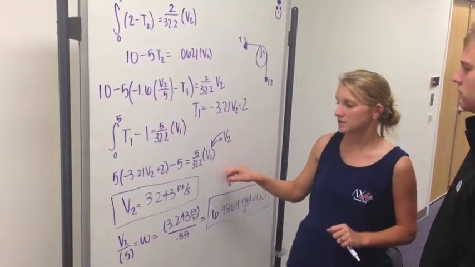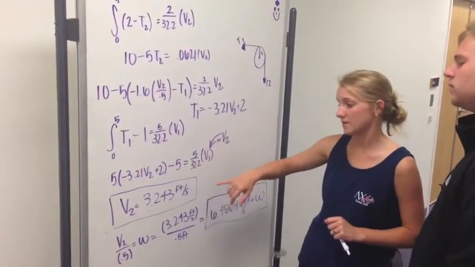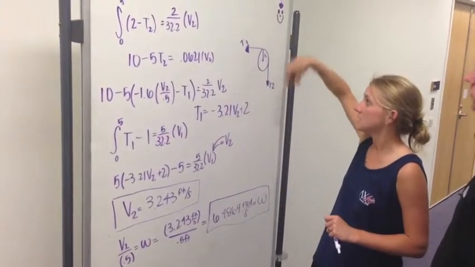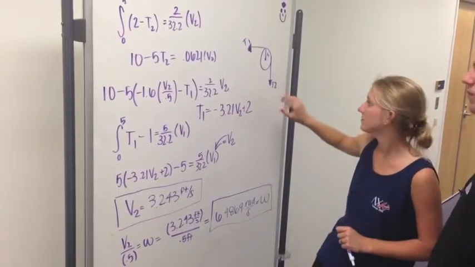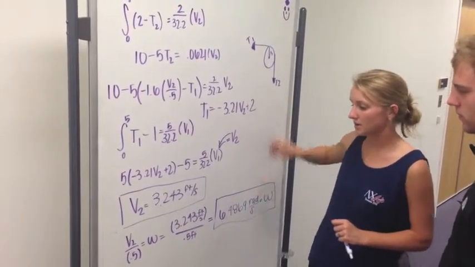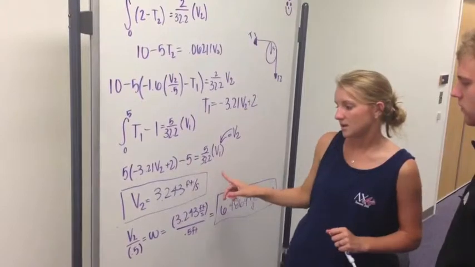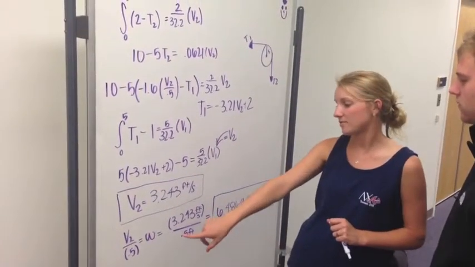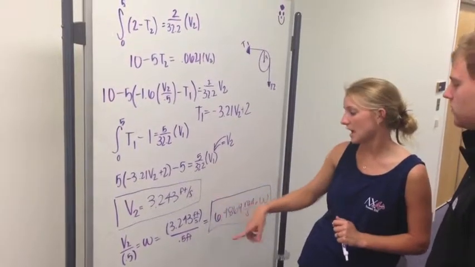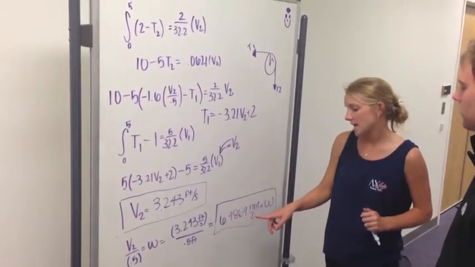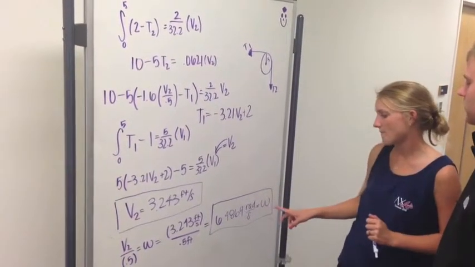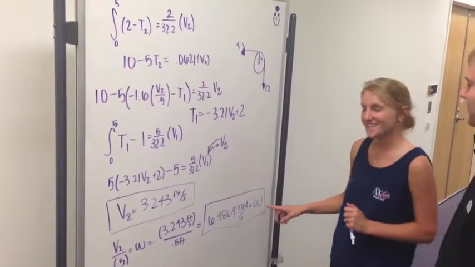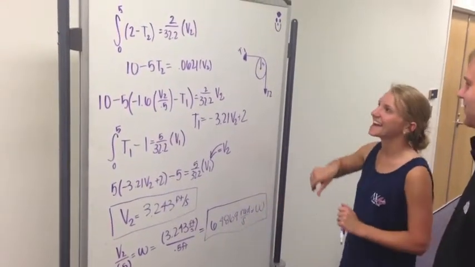So when you solve for v2, you get 3.243 feet per second, and that would be in the downward direction for T2, which is our 2-pound block. And then omega is equal to your velocity over your radius, and your radius is 0.5 feet. And so then we take that, you get 6.4869 radians per second, and that equals your omega.